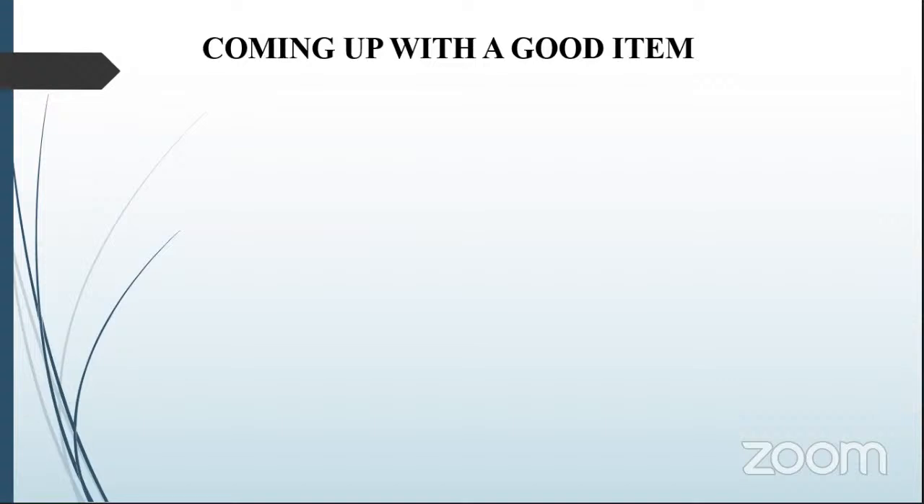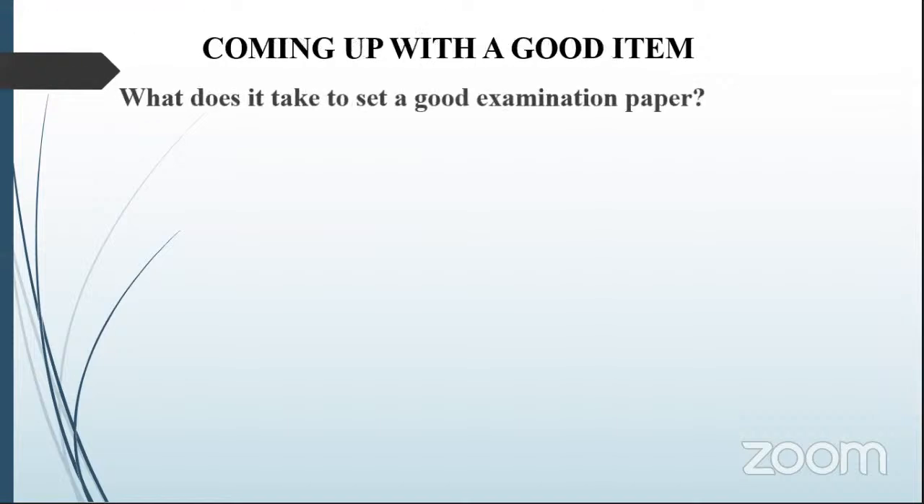And then we look at how to come up with a good item. Since our topic is on item writing, how do we come up with a good item? What does it take to set a good examination paper? That is the first question we ask ourselves. In order for us to come up with this good item, we should ask ourselves the question, what does it take to set a good examination paper?